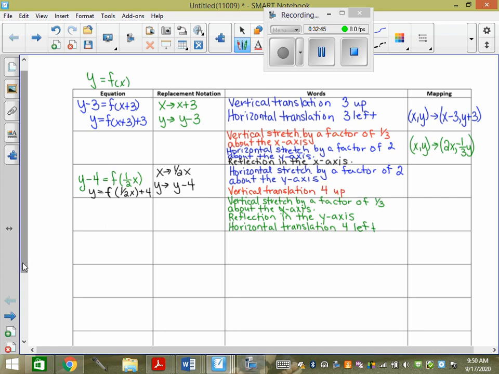And my mapping and words are the same. So I have a vertical stretch by 2, so I'm going to get 2y. I need to move 4 up, so I have to take my y and I have to add 4 to it.